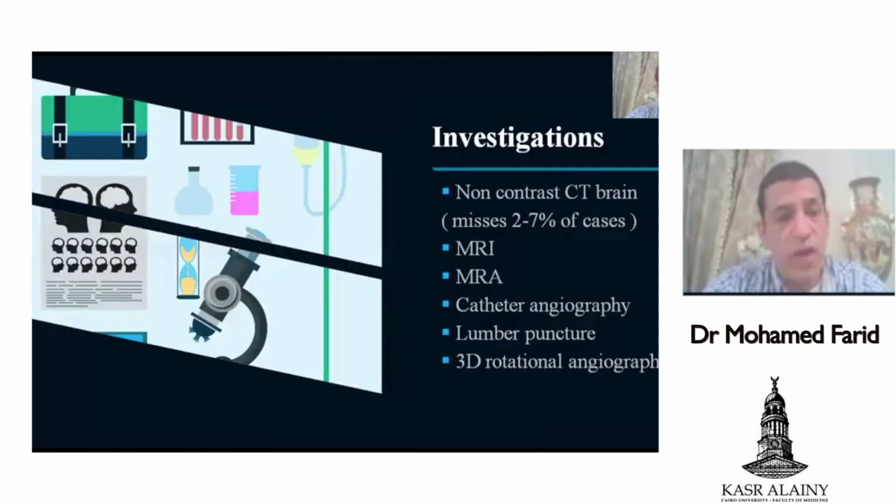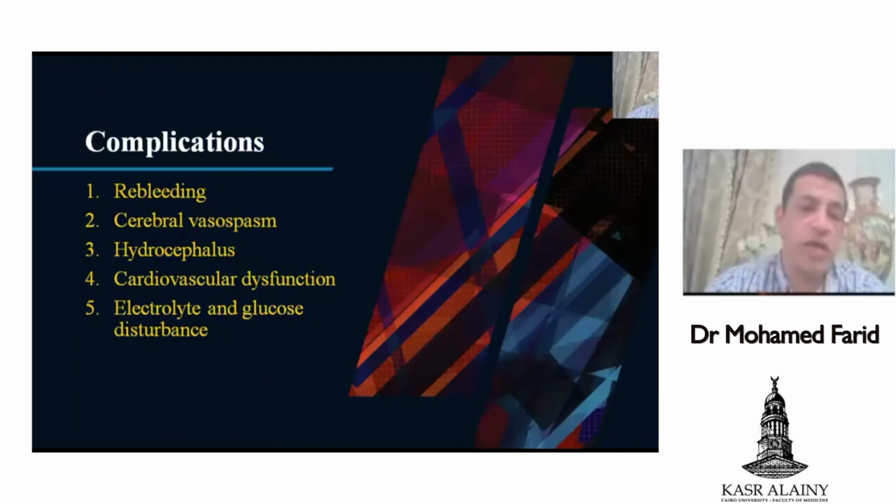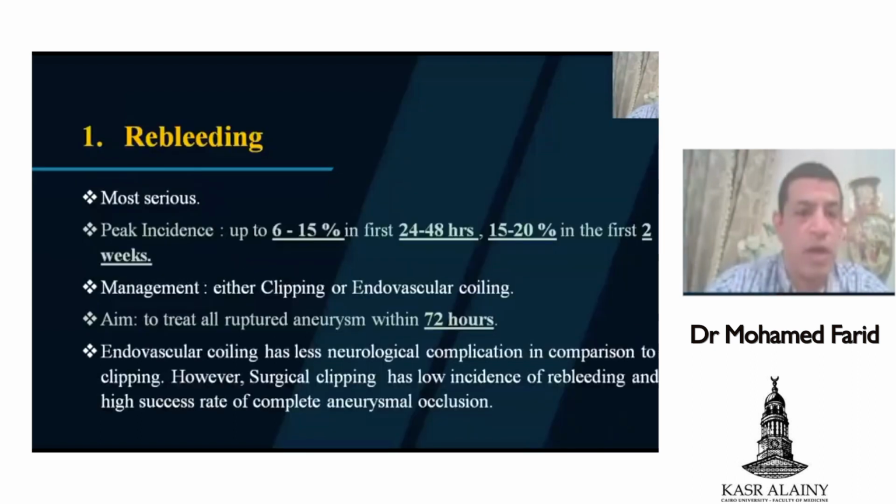Complications of subarachnoid hemorrhage include rebleeding, cerebral vasospasm, hydrocephalus, cardiovascular dysfunction, and electrolyte and glucose disturbance. Rebleeding is the most serious complication of subarachnoid hemorrhage. Peak incidence is up to 15% in the first 24 to 48 hours, and 15 to 20% in the first 2 weeks.